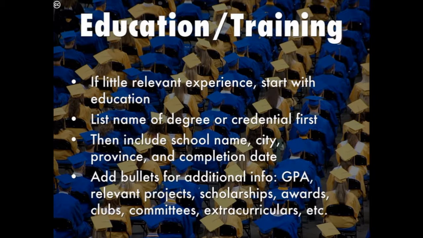If you want to add more detail to this section, consider adding bullet points beneath. You might include things like your grade point average, some description of relevant projects that you've worked on, scholarships or awards, clubs you've participated in, committees, extracurriculars, or other things like that. Now, think carefully about where you want to put this information. If you want to go into depth about a relevant project and really strongly highlight all of the skills that you used in that project, you may be better served by moving that information into a separate section titled Relevant Projects.